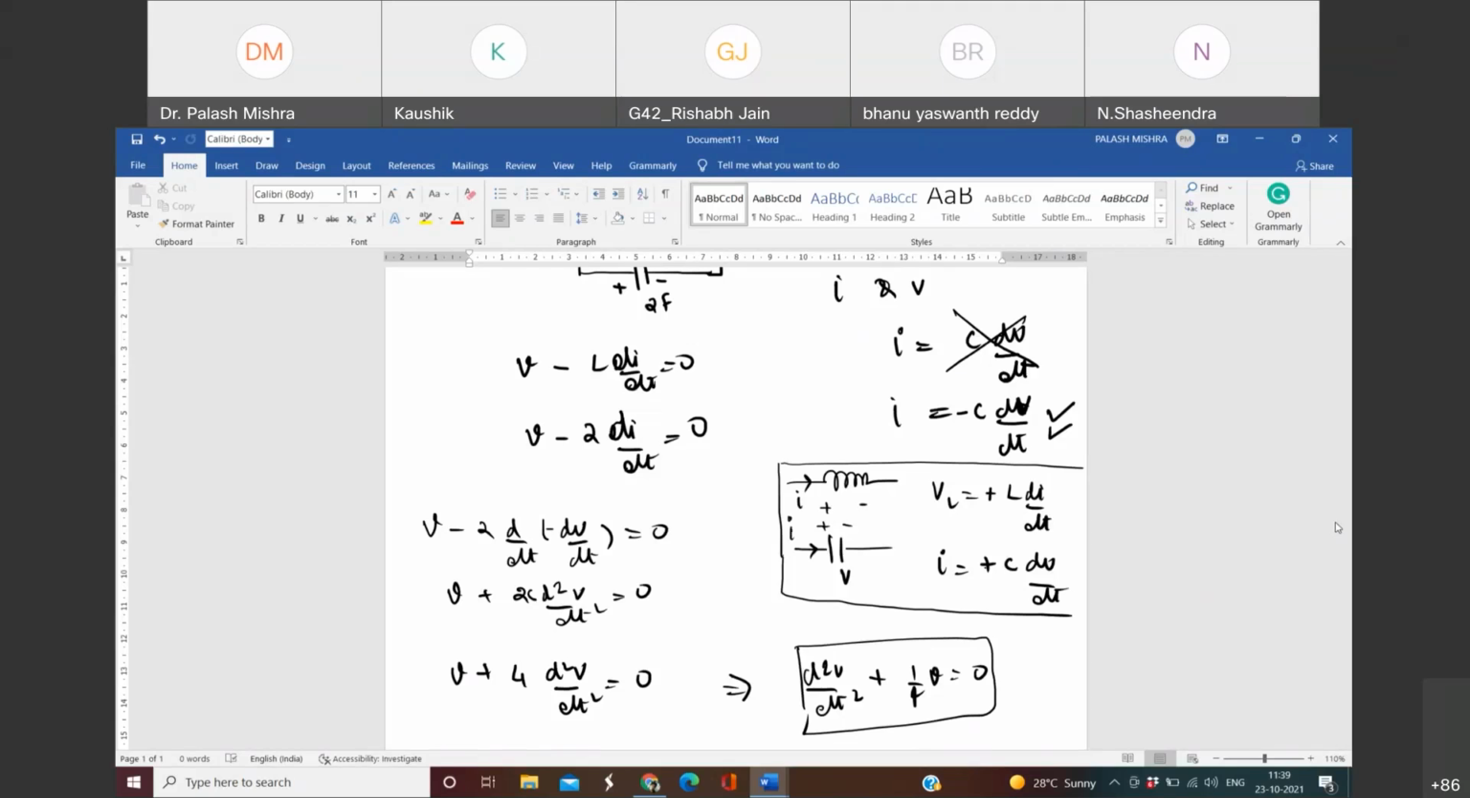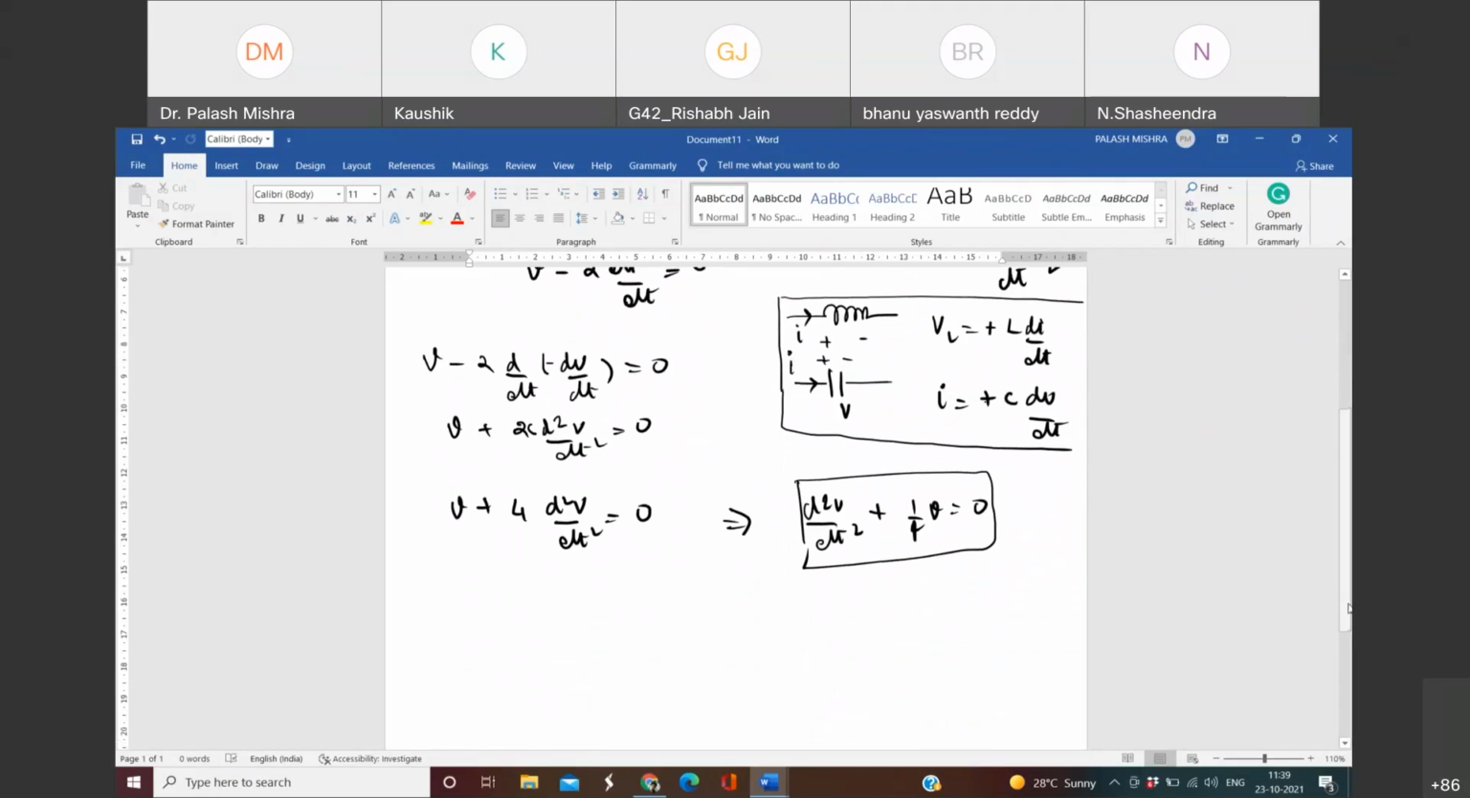So what kind of differential equation is this? Second order differential equation. So first let us find the natural roots of the system, the natural response. You have to find the characteristic equation. So the characteristic equation will be D square plus 1 by 4 equals 0. So what are the roots of this equation?